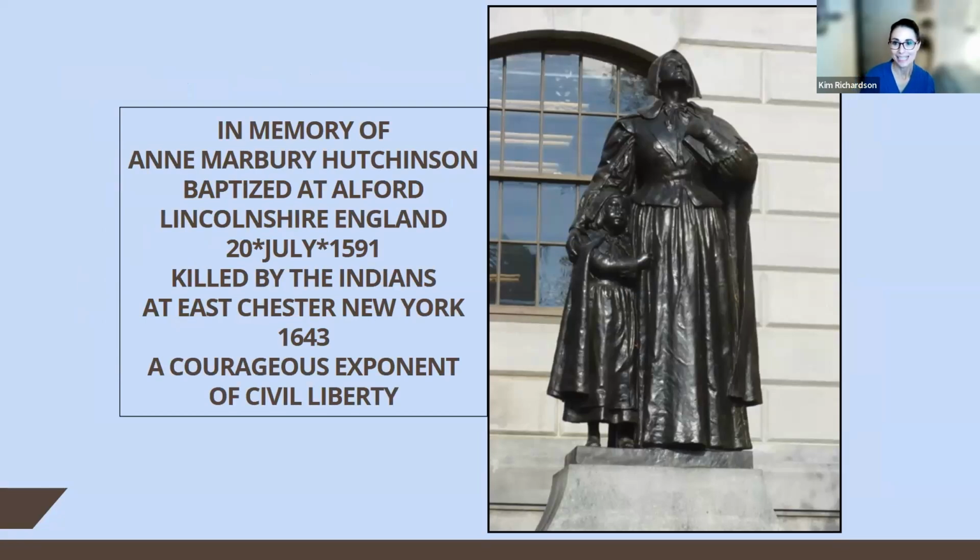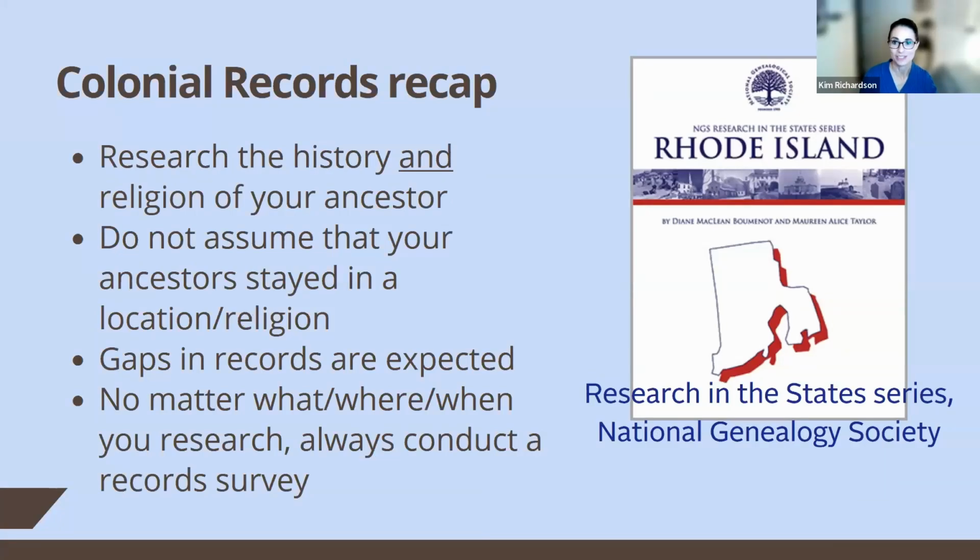So again, I had no special knowledge when I started out on this. I was looking for Anne Hutchinson and just information about her. But what I learned about doing colonial records research is that you really need to research the history and the religions in the area at the time. If you don't know the religion of your ancestor, look at all of them. Just read as much as you can about the history and about the religion that is in the area at the time. Your ancestor may not have stayed in that location.